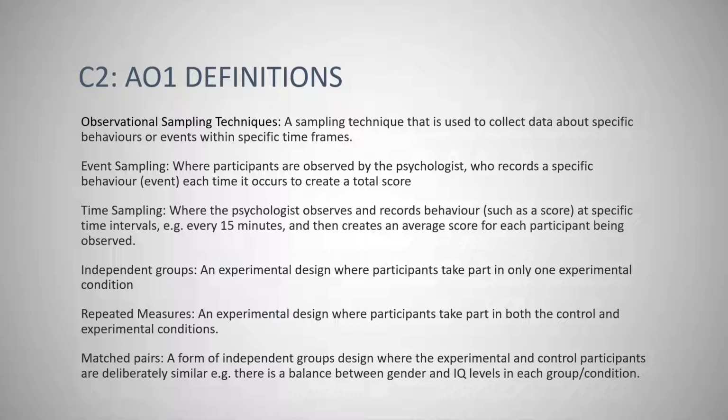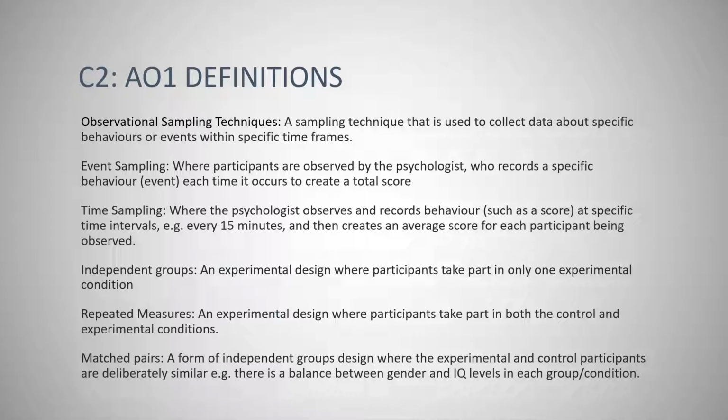Observational sampling techniques are sampling techniques used to collect data about specific behaviors or events within specific time frames. Event sampling is where participants are observed by the psychologist, who records a specific behavior or event each time it occurs to create a total score. Time sampling is where the psychologist observes and records behavior, such as a score, at specific time intervals, for example every 15 minutes, and then creates an average score for each participant being observed.